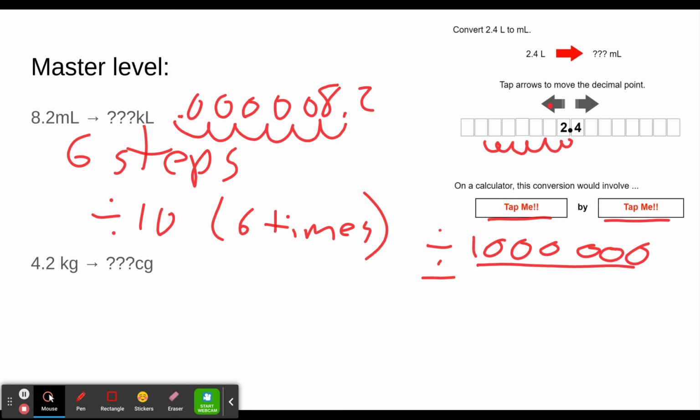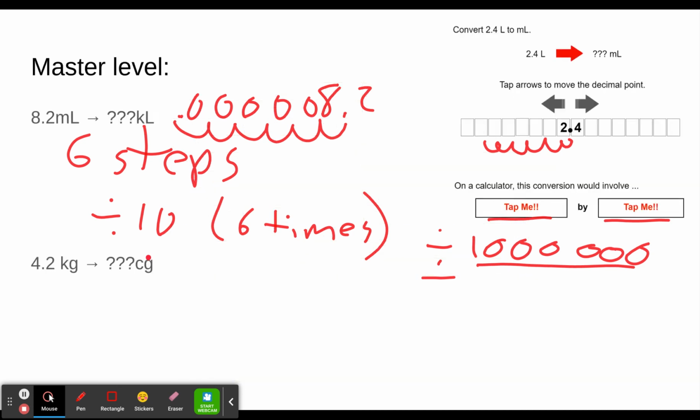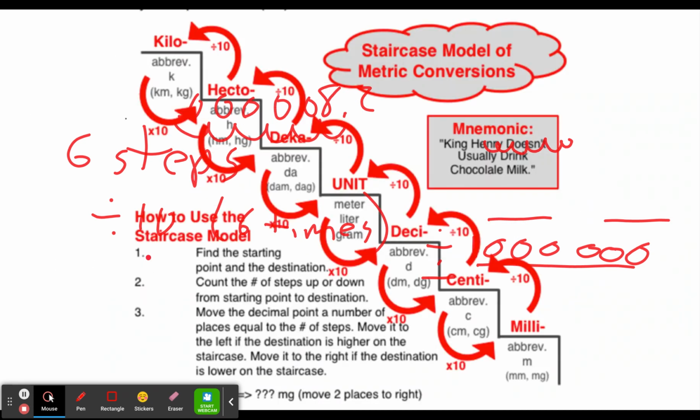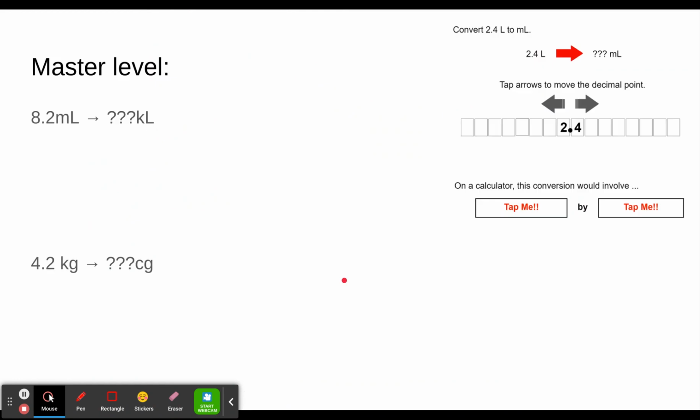All right, same thing if we're going the other direction from kilogram to centigram. I'm going to have to clear the screen, aren't I? That's not the direction I want to go that way. And that's a little hard to read. So let's clear the screen here. Okay, so we are now going from, and I forgot where we're going from.